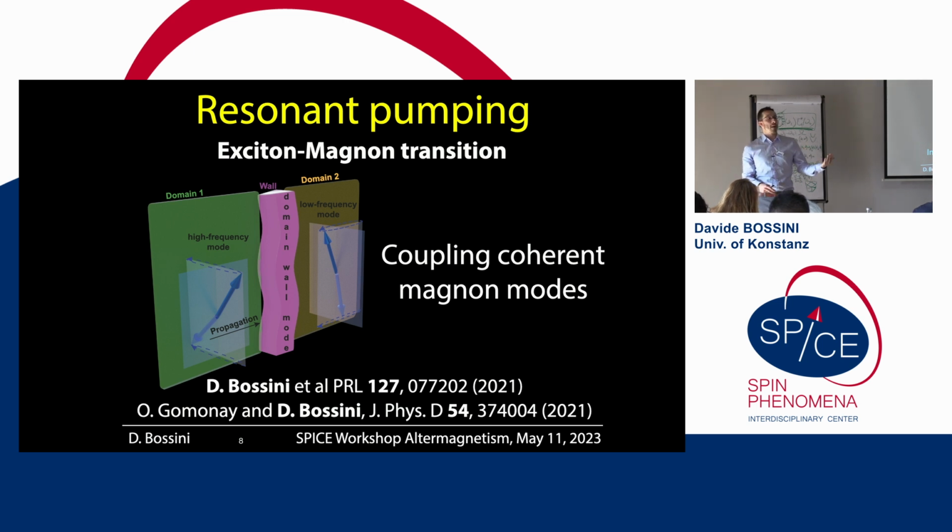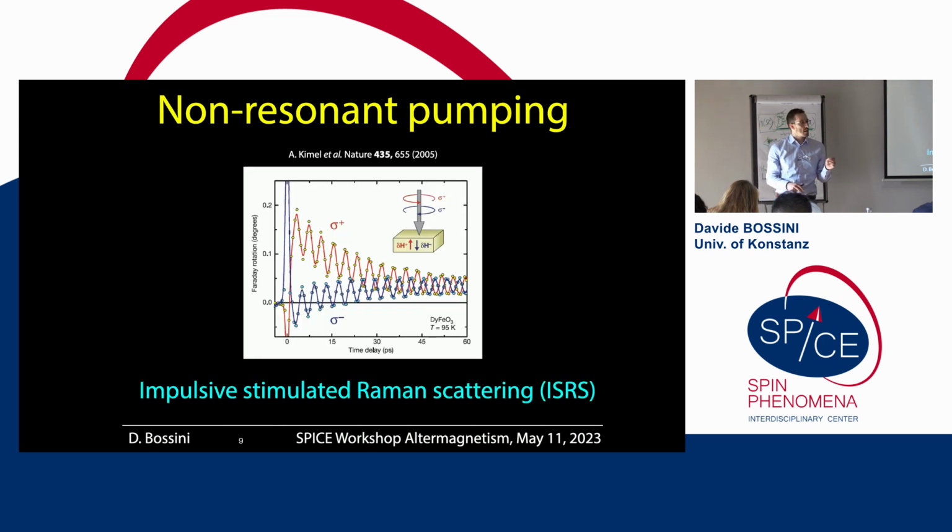There are non-resonant mechanisms to induce spin waves, and we have briefly already seen this. Alexei discussed this in the time domain. The excitation mechanism here is light scattering off magnons. This is called impulsive stimulated Raman scattering, so ISRS from now on.